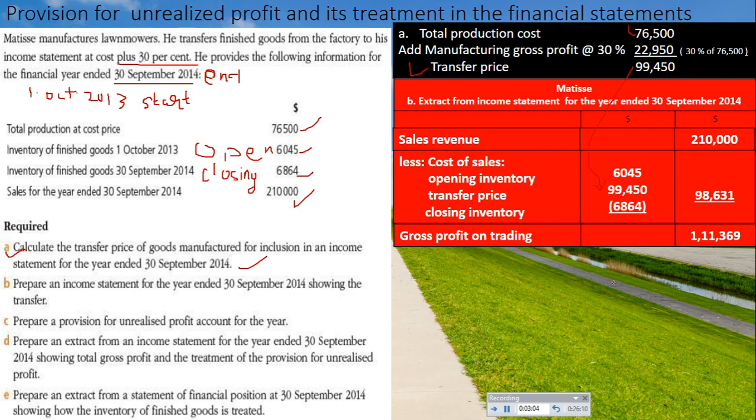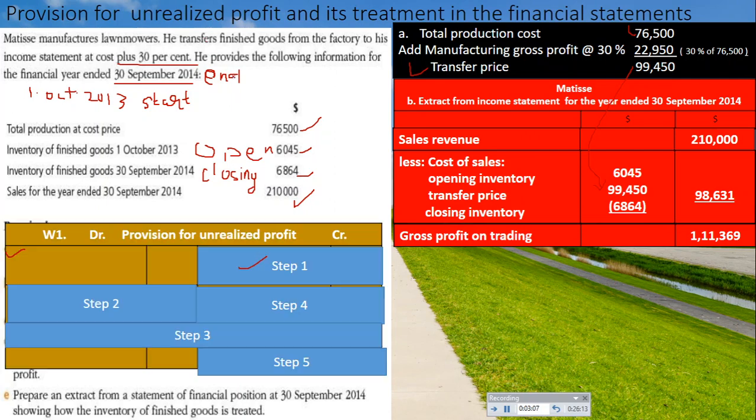Now after this, we need to prepare the provision for unrealized profit. Since there is closing stock out here, it is obvious that there is profit tied up in the closing stock, unrealized profit. So in order to make your provision for unrealized profit, this is the format. You have a debit side and a credit side, and this is similar to your provision for bad debt. We have an opening balance in the credit side, that's your step 1. So let's have a look at step 1. That's your opening balance.